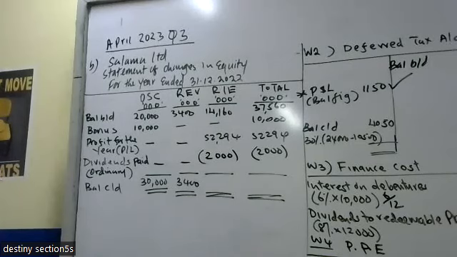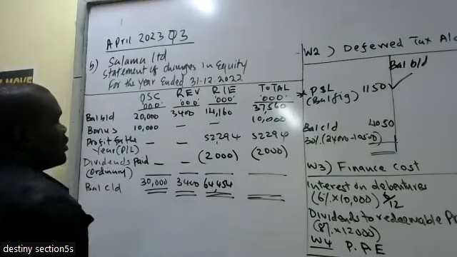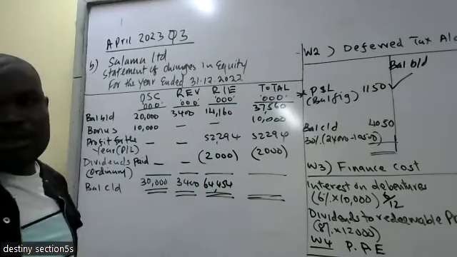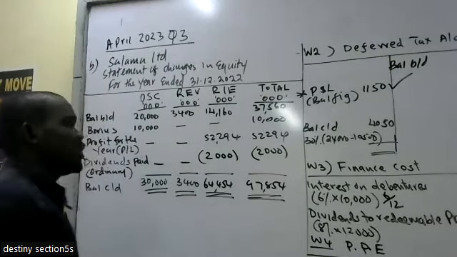$37. Please give me the figures, the two of them. $64,454. $64,454. Then 97,854. Like that.